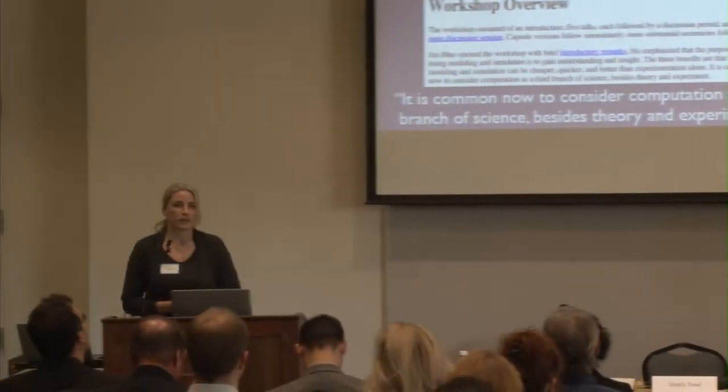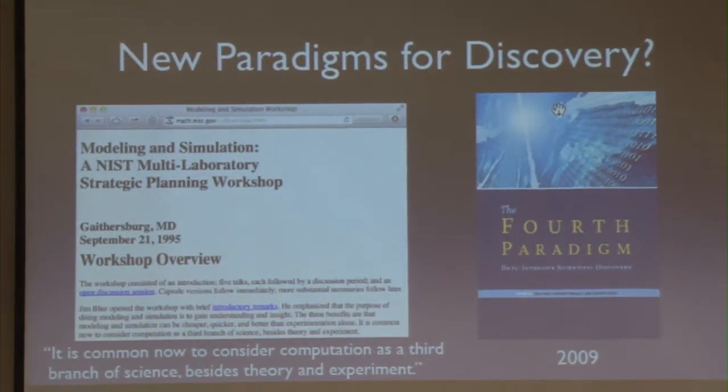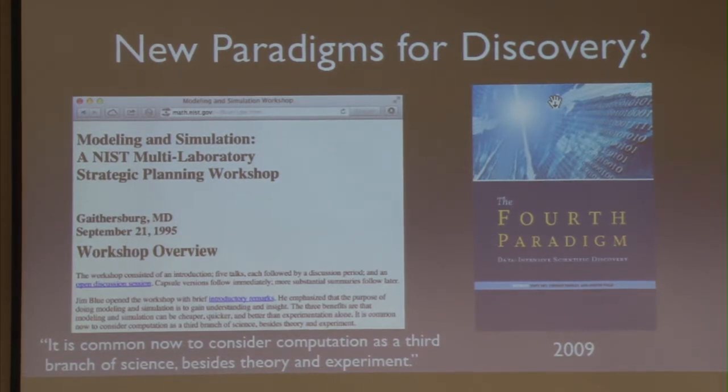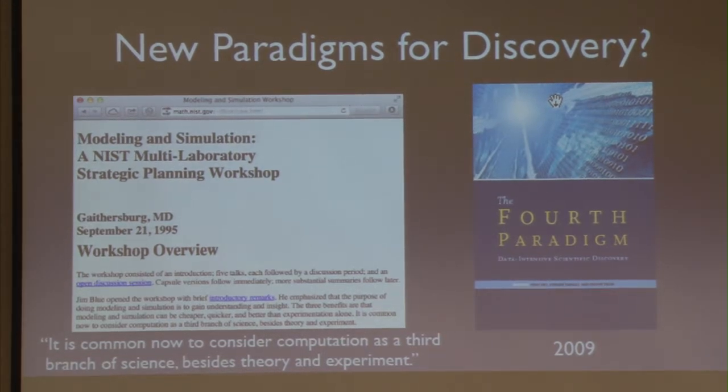I throw this up there not to single anyone out, but the picture on the left says it's from 1995, and you just know someone did that HTML by hand. Modeling and simulation in NIST multi-laboratory strategic planning workshop. I pulled the quote that's in there and put it on the bottom: it's common now to consider computation as a third branch of science besides theory and experiment. In 1995, people are talking about this.